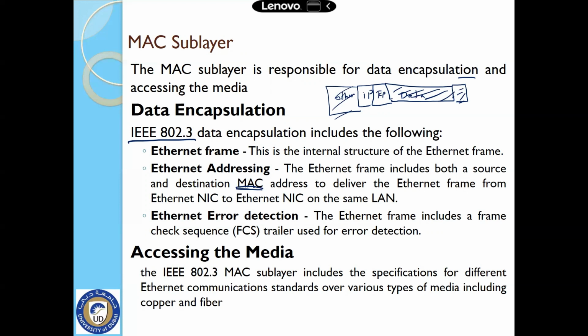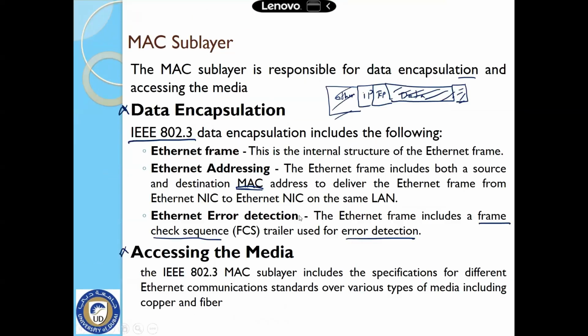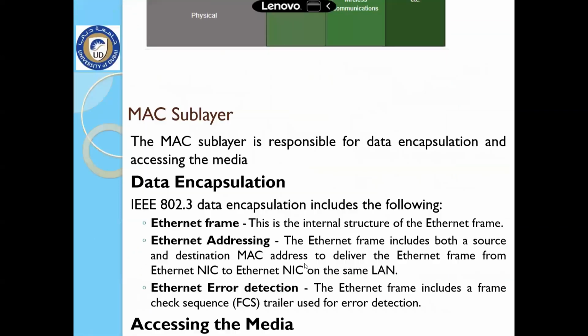And there is Ethernet error detection. We'll see this whole thing now in a figure. The Ethernet frame includes a frame check sequence trailer, and that is for error detection. If you were asked what the job of the frame check sequence is, it is error detection. The other job is accessing the media. So Ethernet has two parts: data encapsulation, some processing, and accessing the media. Referring to this figure, the data encapsulation part happens here, and here is the accessing the media.